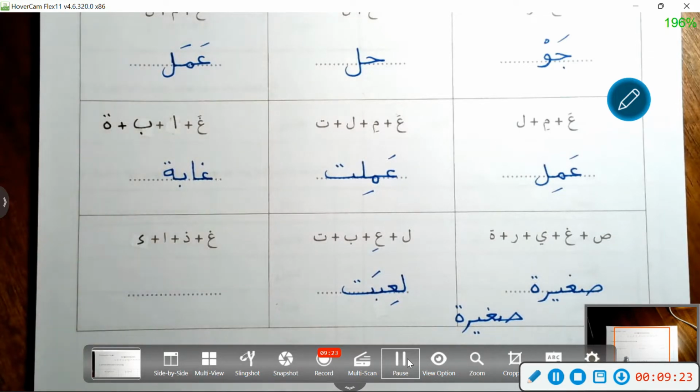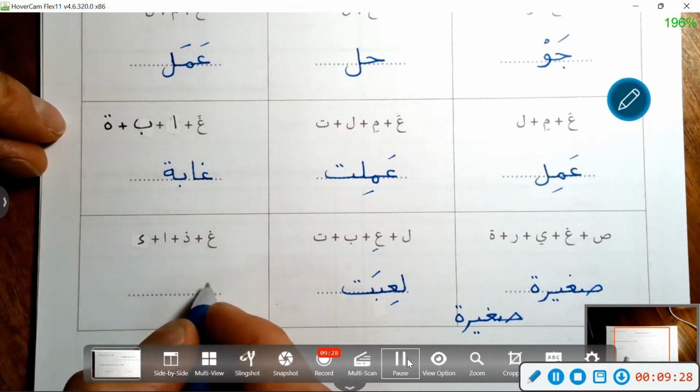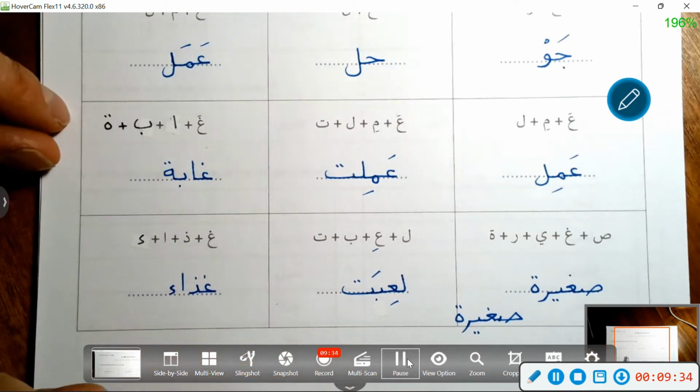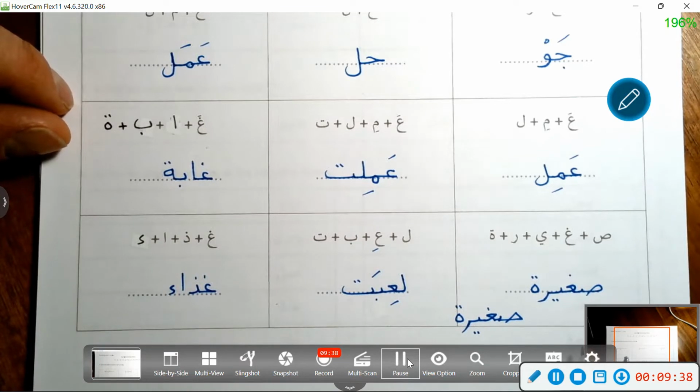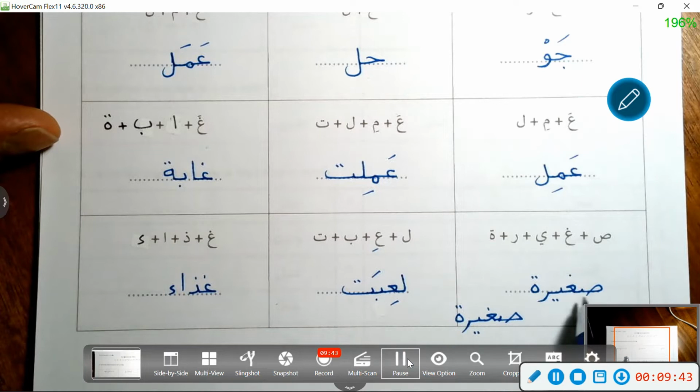Now the last word is غين ذال ألف حاء. غذاء. دال ألف همزة. غذاء. So we see here غين and عين, they are closed when they are in the middle of the word.